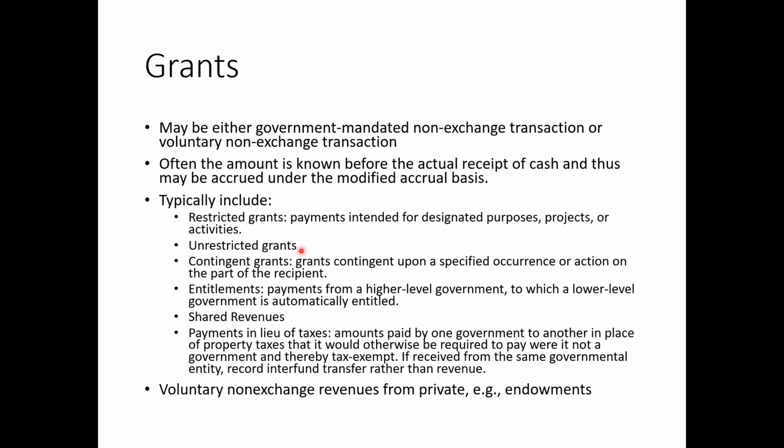And we have unrestricted grants. This is the easiest one. Also, contingent grants. So, a grant contingent upon a specified occurrence or action on the part of the recipient. For example, before you receive money, they're going to ask you to do something. That's a contingent grant. We also have entitlements, payments from a higher-level government to which a lower-level government is automatically entitled. These are typical grants we've seen from the federal level to state or from state to county.